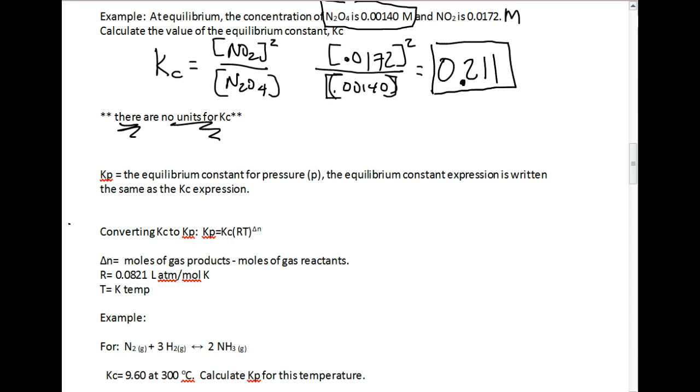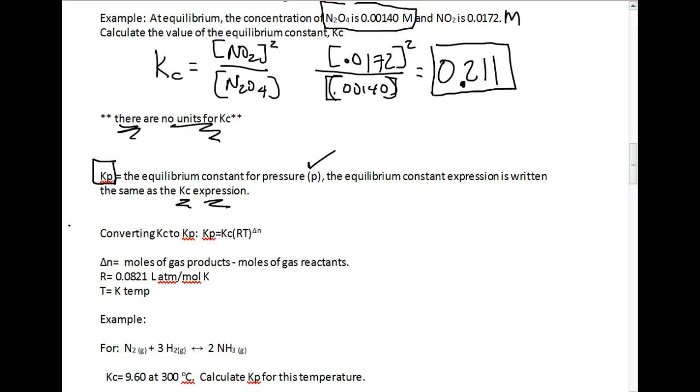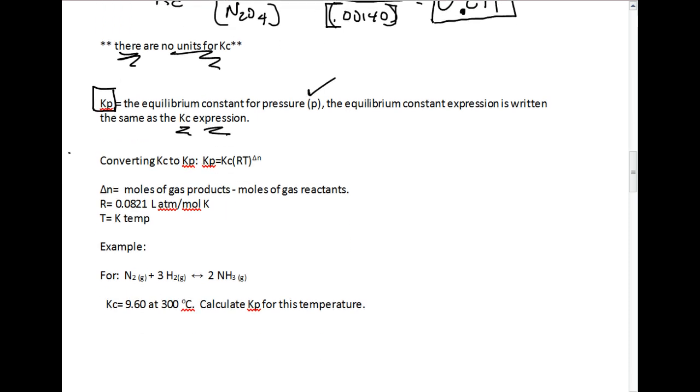So let's talk about one other type of K value, and that is a K value called Kp. And Kp is going to be an equilibrium constant for pressure. The expression is written the same way as the Kc expression, but we do have a formula that will allow us to interconvert between Kp and Kc, and here's the formula. Kp, the equilibrium constant for pressure, is equal to Kc, the equilibrium constant for concentration, multiplied by RT raised to a power of delta N.